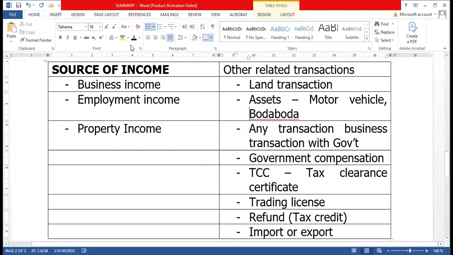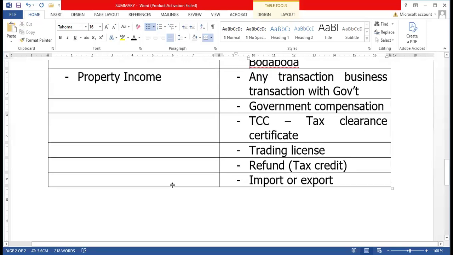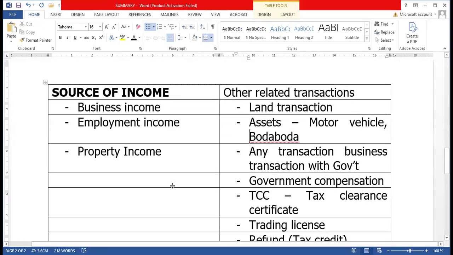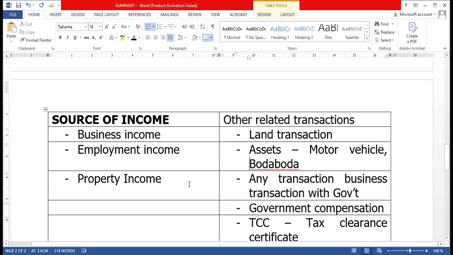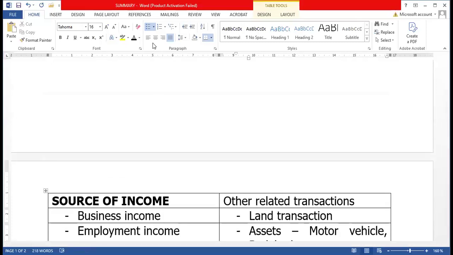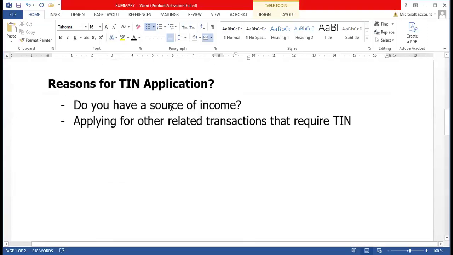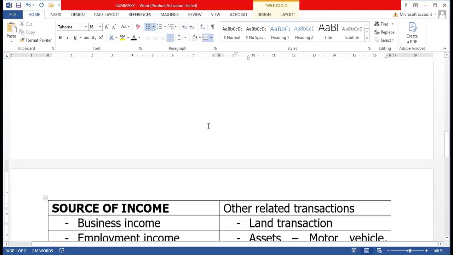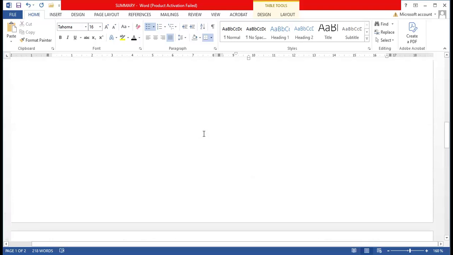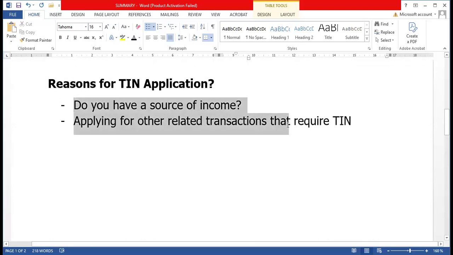But if you don't have a source of income, you are not employed somewhere, you are not running a business, you're not doing any investment somewhere, then you don't need a TIN. It's not a must. For you to get a TIN, at least you must know the reason why you need a TIN. Do you have a source of income, or are you applying because of other related transactions that require a TIN? At least you must follow here, okay?